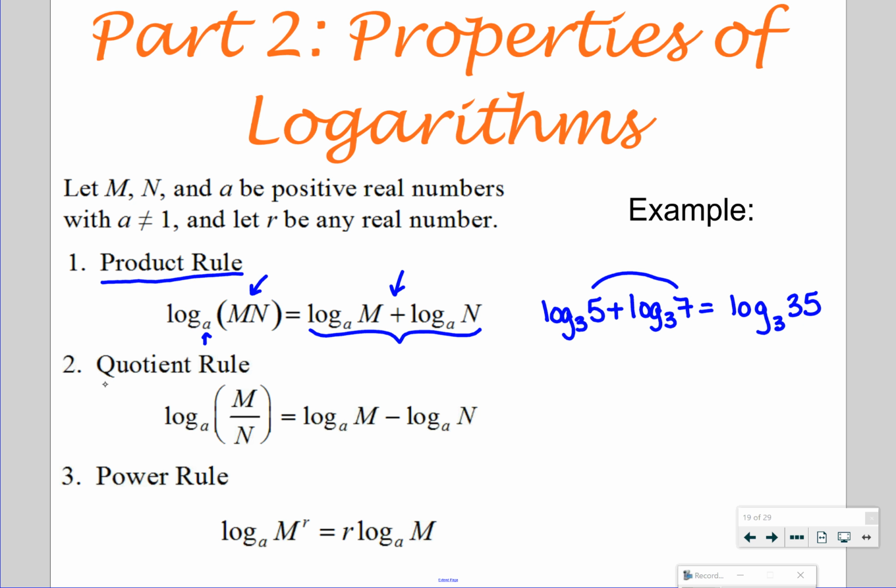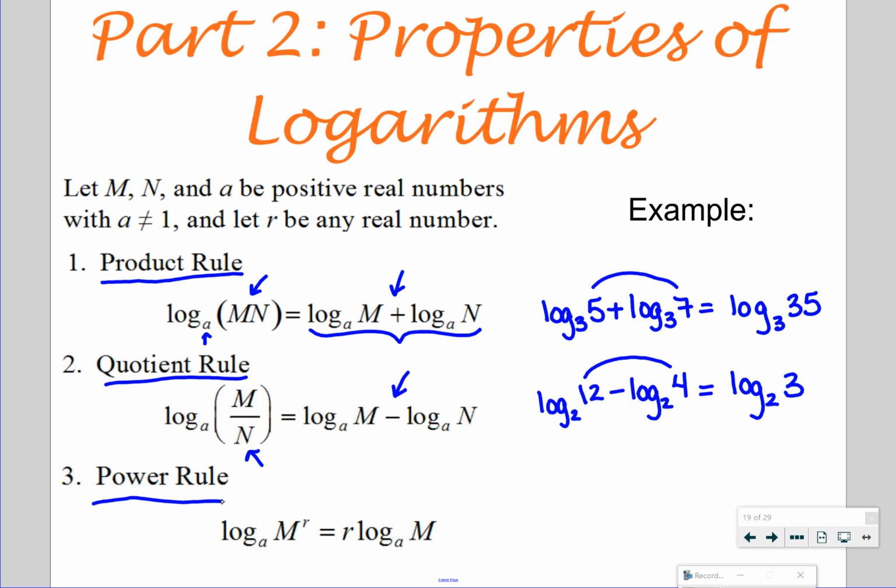The next property is the quotient rule. The quotient rule says if you have two logs that are subtracted, you can combine them together by making it a division problem, a quotient. For example, if I have log base 2 of 12 minus log base 2 of 4, I could combine those together and make it a log base 2, the base never changes, and then divide my numbers in the order they're given, just like subtraction, division, order matters. So 12 divided by 4 would give me 3, and that would be how I would combine those logs together.